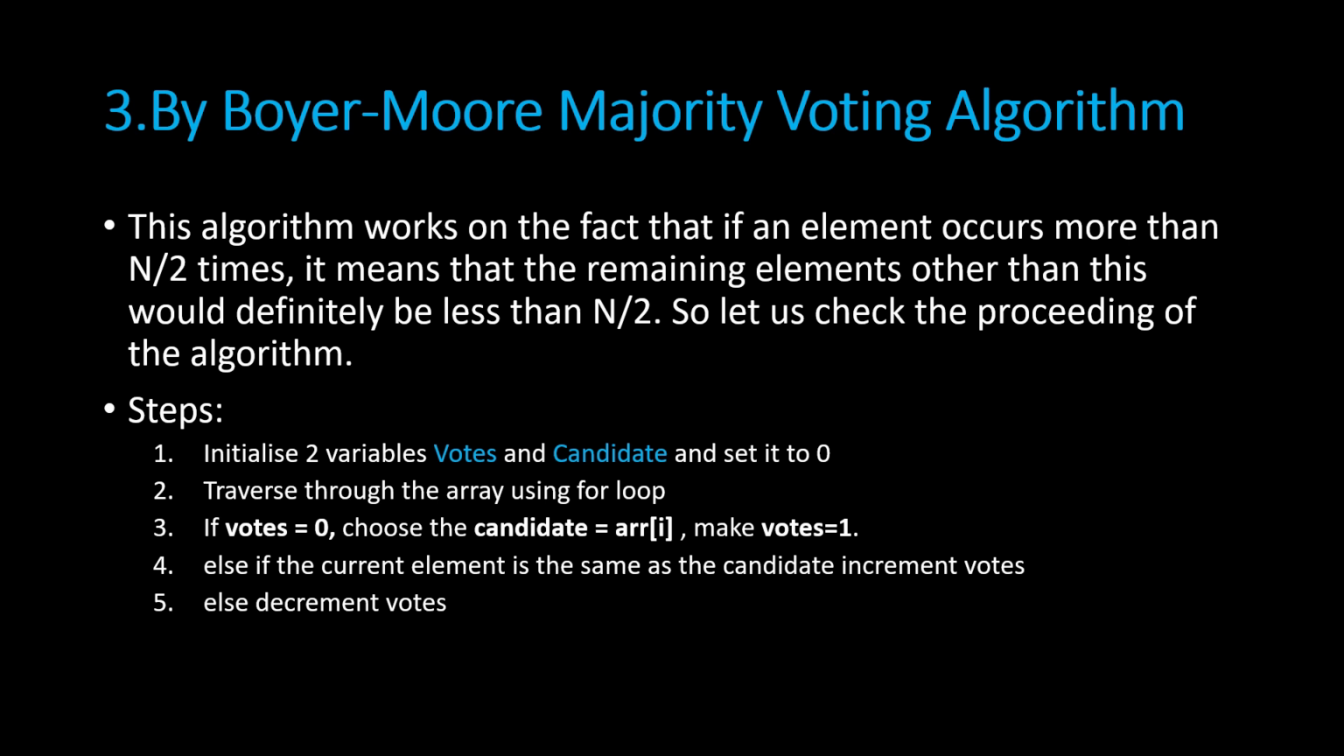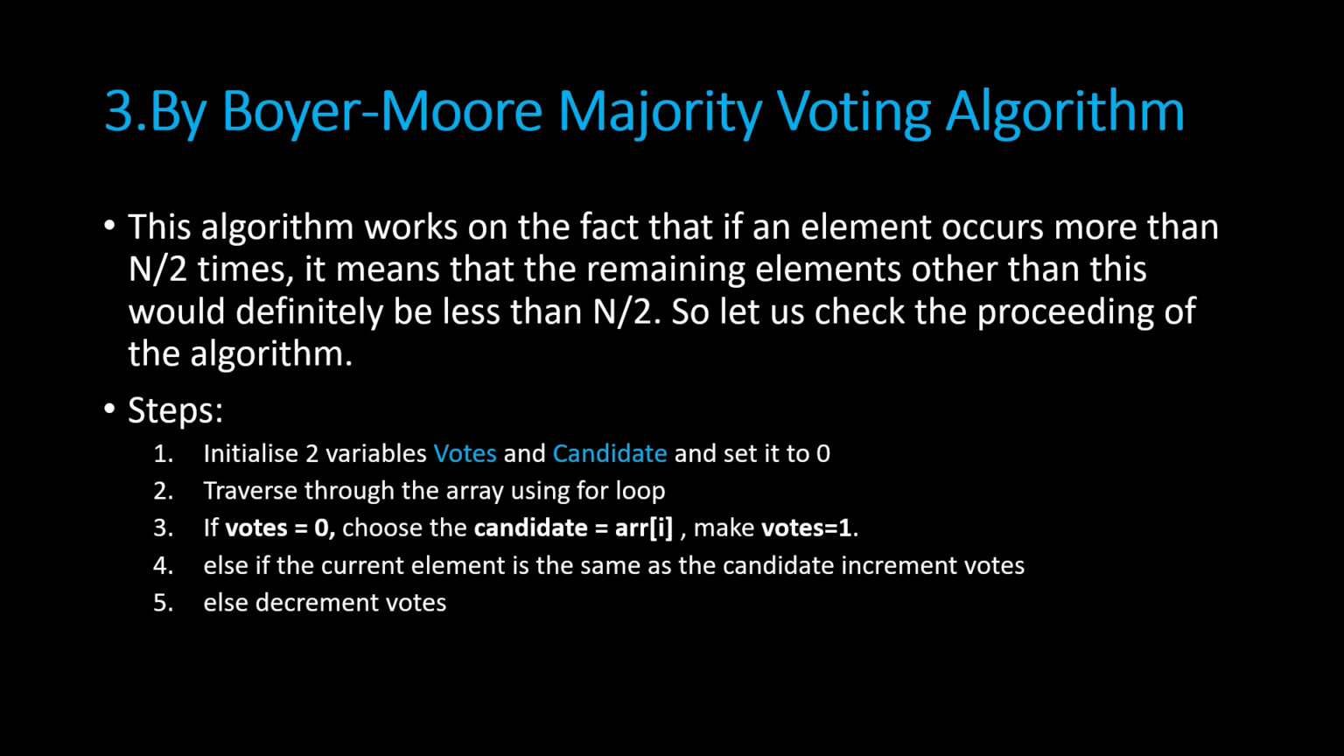If the current element is different from the candidate, it suggests that there might be an equal number of occurrences of the majority element and other elements, therefore, the count is decremented by 1. Note that decrementing the count doesn't change the fact that the majority element occurs more than n/2 times.